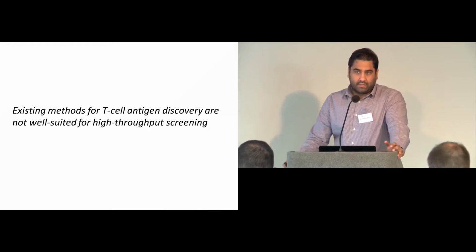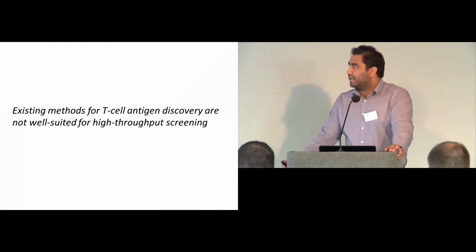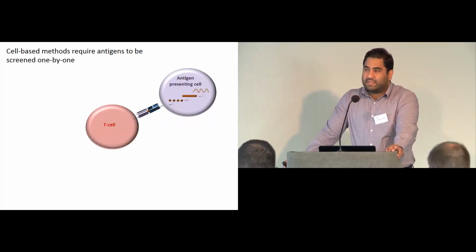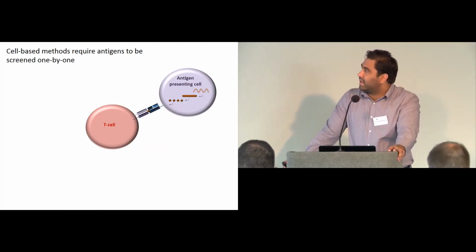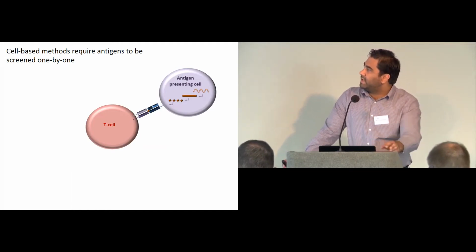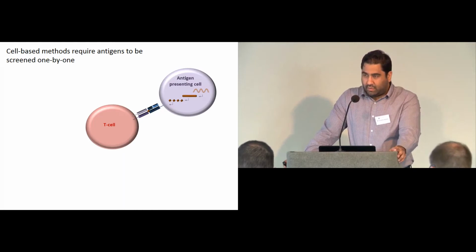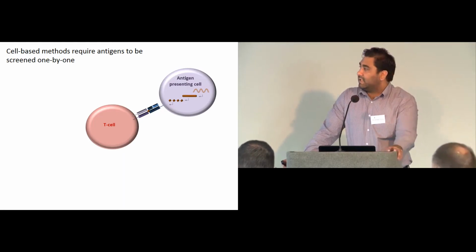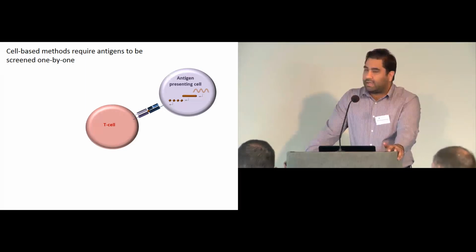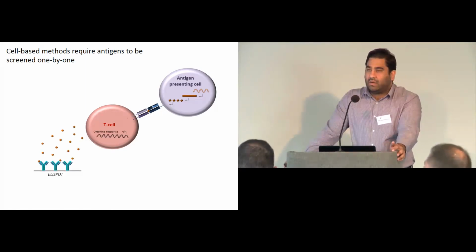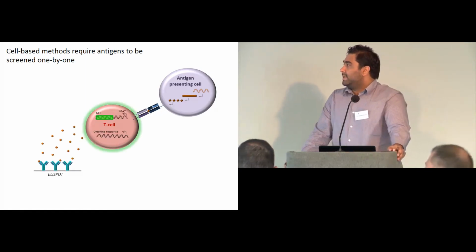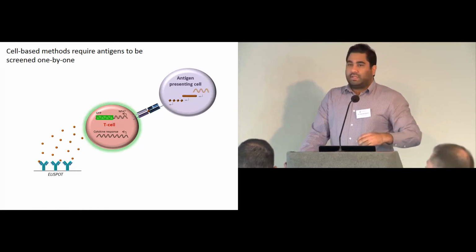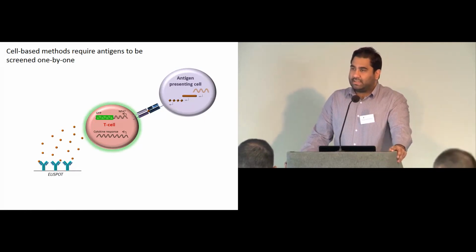If we have a look at some of these existing cell-based methods, we see that they either require you to develop a reporter readout in the T-cell itself. This is the case in cytokine release assays like ELISpot or NFAT-linked reporter assays. Or they require you to completely destroy the antigen presenting cell as a functional readout of T-cell activation. This is the case in chromium release assays.